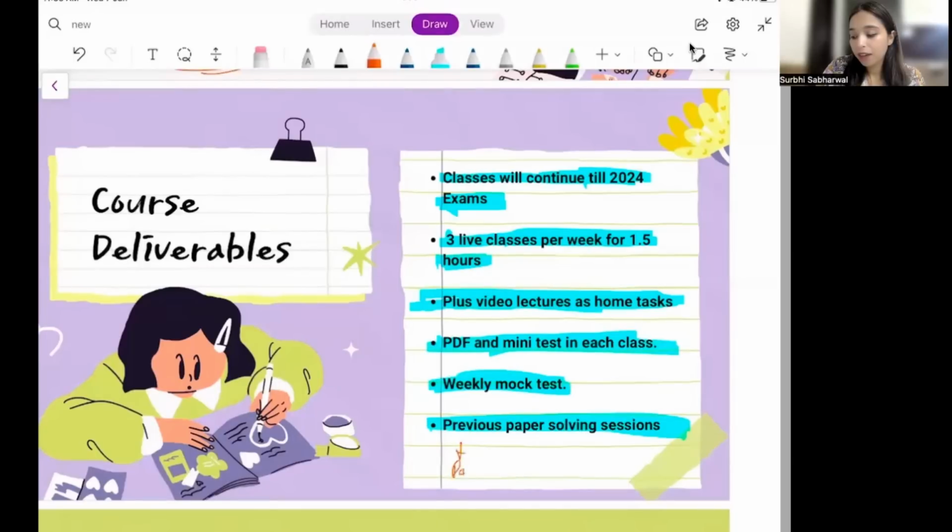We would be covering past year papers, the past 10 years' papers, in live sessions also, and you would also be getting these solved papers. So you would get to know what the pattern is from these past year papers. So it becomes extremely important for you, right?